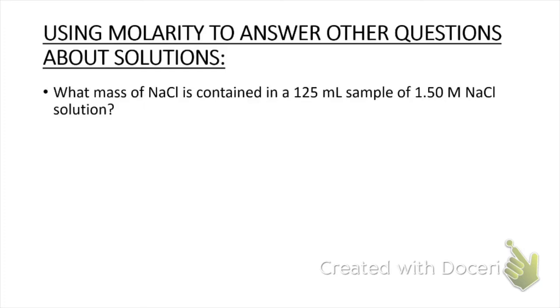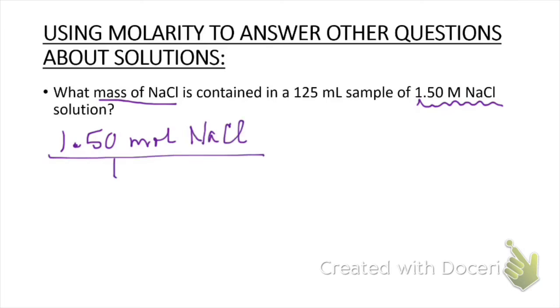Right, another problem. Okay, this time we're being asked what mass of sodium chloride, and again, we are told what we have available looking at the label. So I'm going to remind myself that label means I have 1.50 moles of sodium chloride per 1 liter of solution. I want to know what mass. Okay, we'll be able to figure out moles.